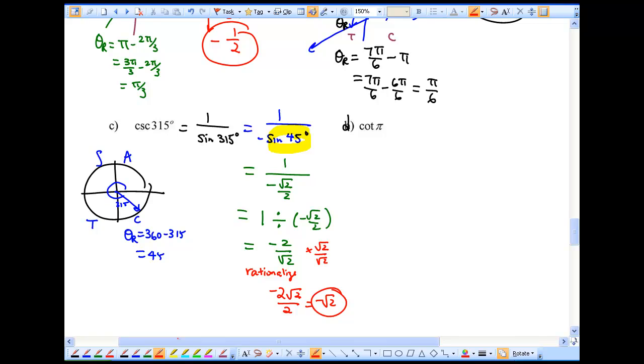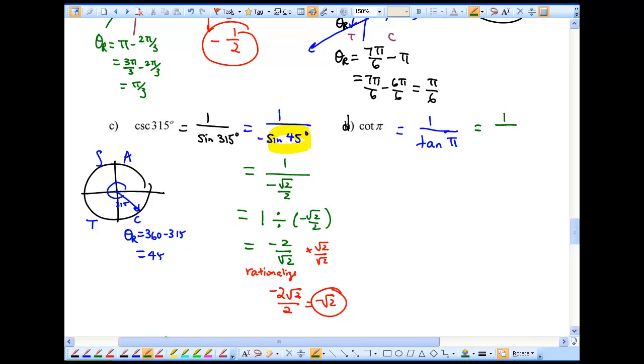Okay. You try cotangent pi on your own. Pi is an interesting one, because that's 180 degrees. It's actually not on your table. But remember, tangent is defined as what? Tangent is defined as y over x, right?